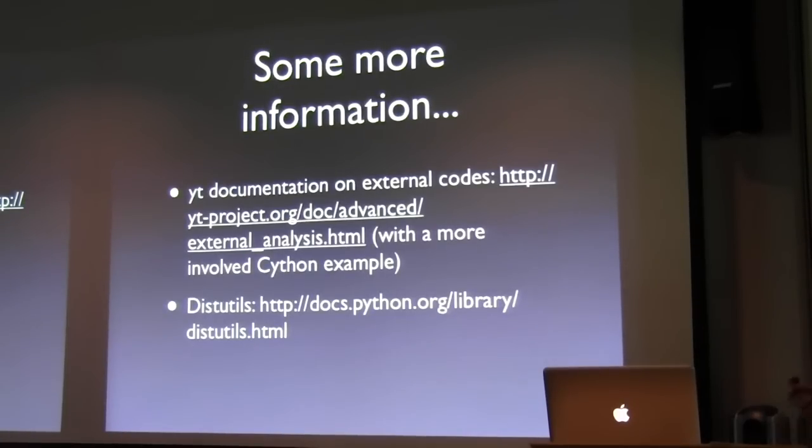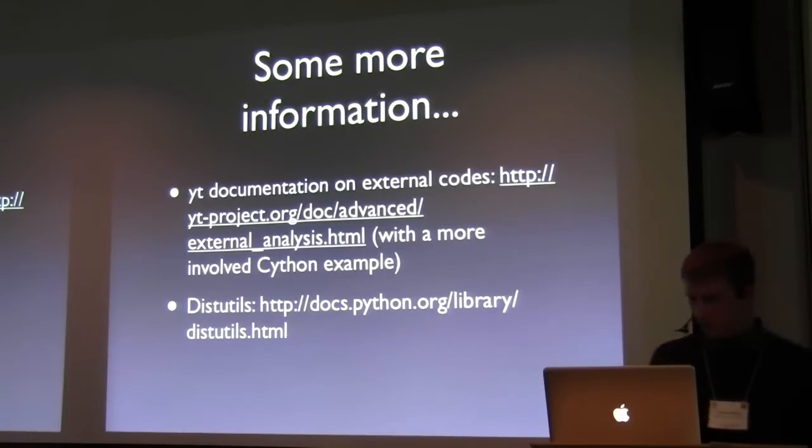So that was a lot of information I just threw at you in the last bit, and so you should probably check out the YT documentation on external codes, which is at this URL here. It's got a bit more of an involved Cython example, and it steps through in more detail all of the things that were in the files that I talked about. You can also look at distutils, which is what is driving the setup script and enabling you to put all this stuff together and create your own Python package or your own external module for you to call.